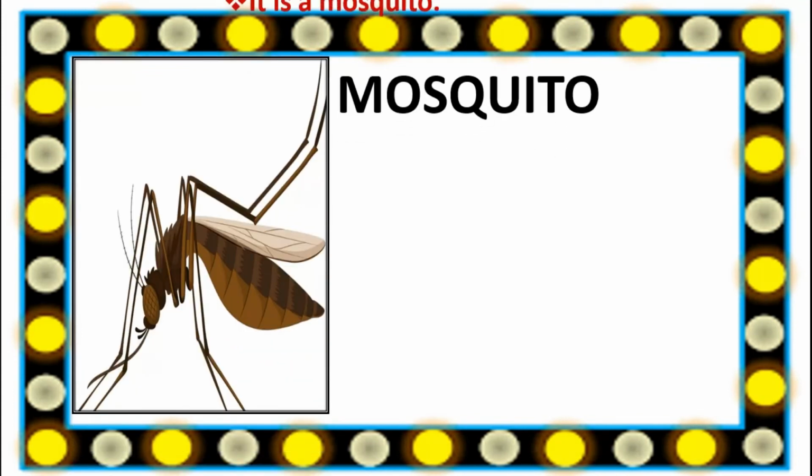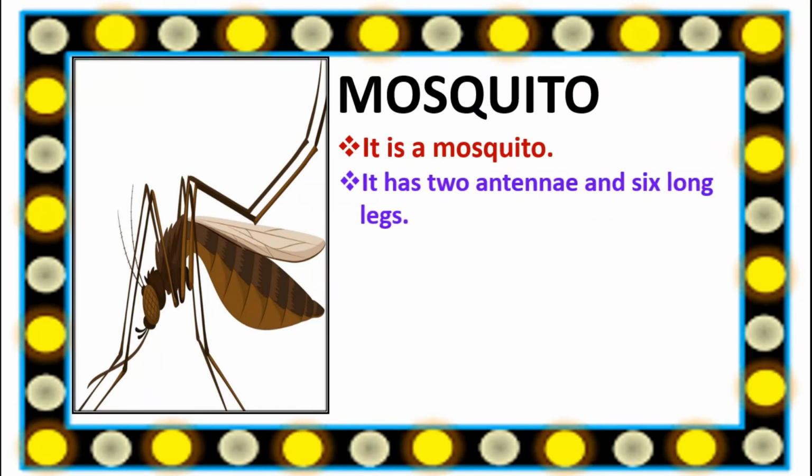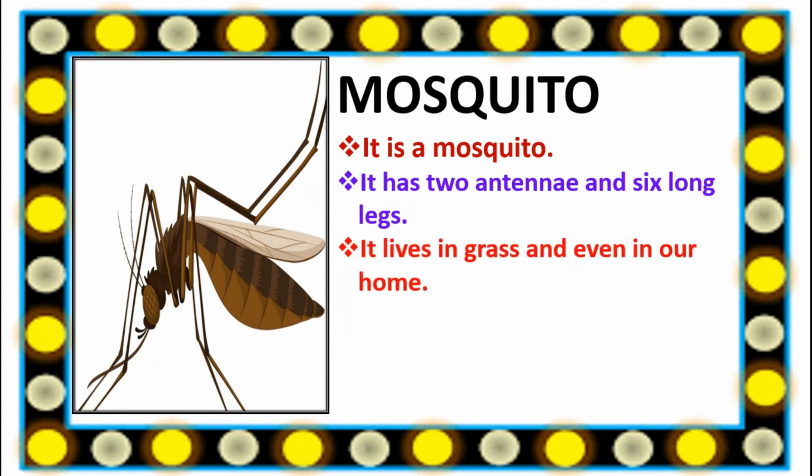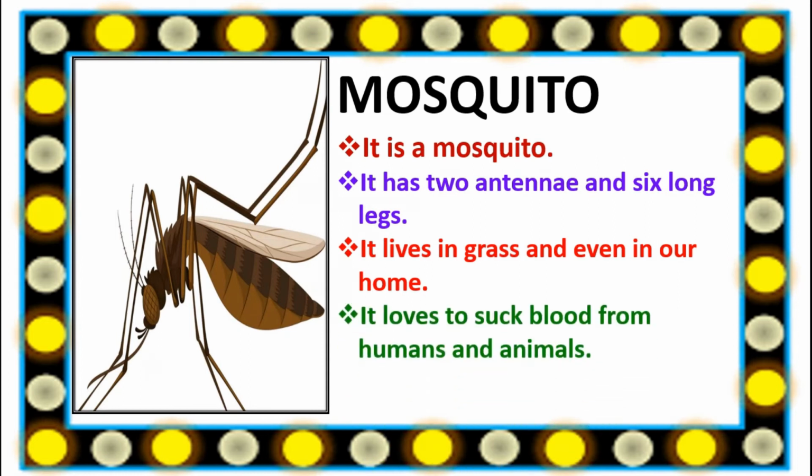Mosquito. It is a mosquito. It has 2 antennae and 6 long legs. It lives in grass and even in our home. It loves to suck blood from humans and animals. It is harmful to human health.